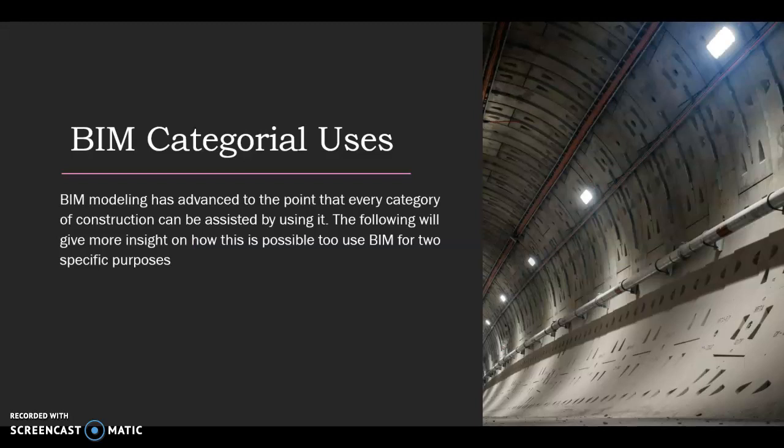So categorical uses. Building modeling has advanced to the point that almost every single category of construction can be assisted by using it. And what I mean by that is the 33 different sectors of construction, anywhere from 0 to 1 pre-existing conditions all the way to 33. The following just is more insight on how this is possible to use BIM for two specific purposes related to this.